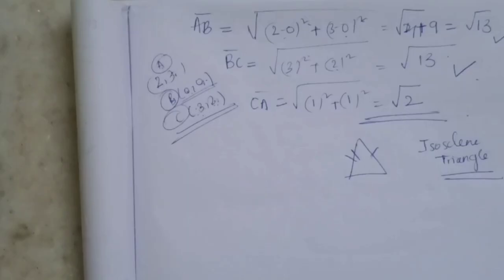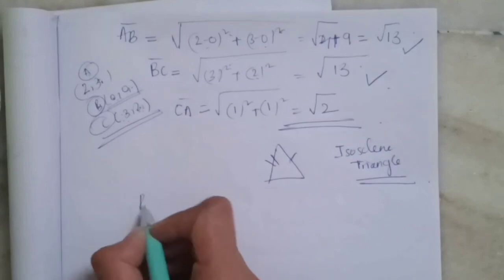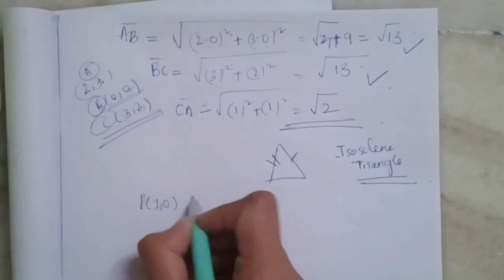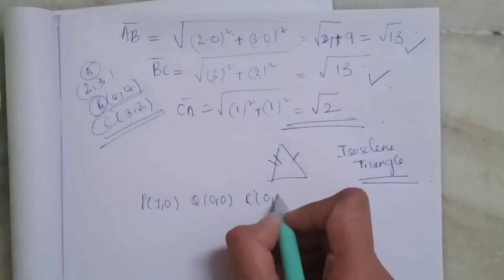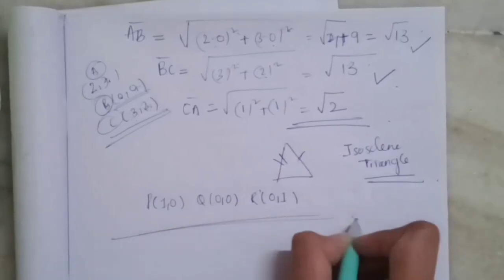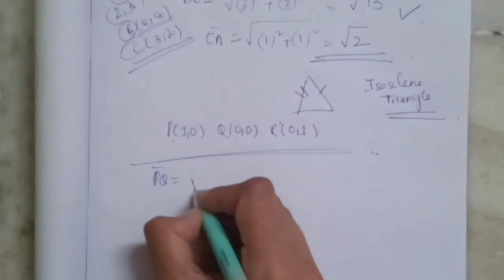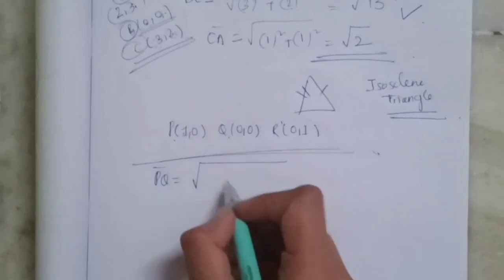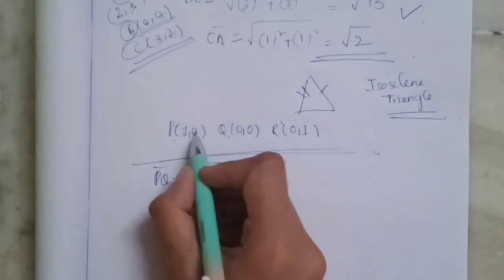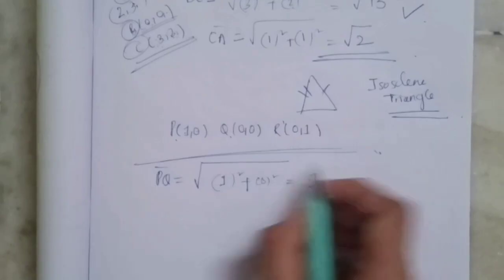Now let us solve another problem. If there are points P, which is 1 comma 0, Q which is 0 comma 0, and R which is 0 comma 1, which triangle does it form? Let us solve this. First find the PQ distance: under root, the difference between the x coordinates 1 and 0, which is 1 square, plus the difference between the y coordinates, 0 square, which is under root 1, which is 1.